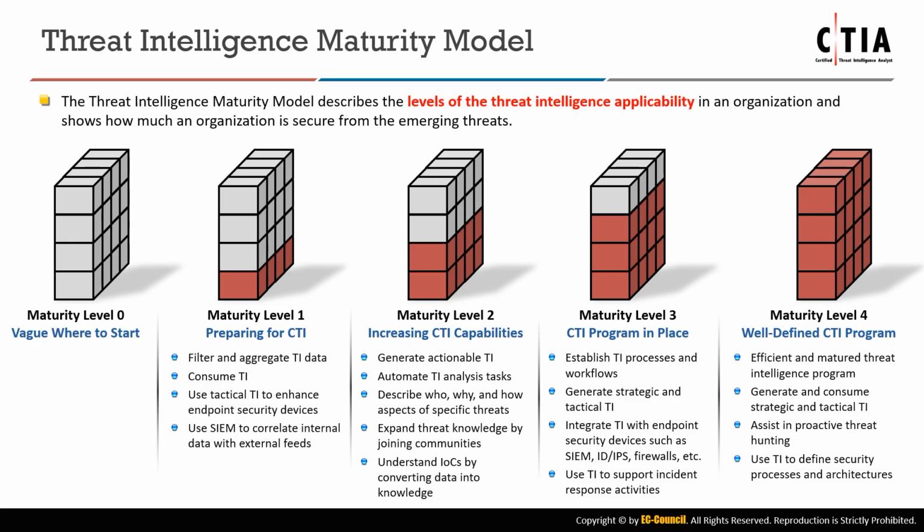Maturity level 4 is a well-defined CTI program, efficient, matured, generating and consuming strategic and tactical TI, assisting in proactive threat hunting. We're looking for threats before they come to us. We're hunting those threats. Use TI to define security processes and architectures. So we're taking the latest threat intelligence, working it into our evolving architectures, changing those architectures, and then automating them to be able to respond to the latest type of threat.